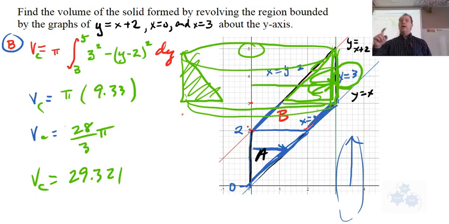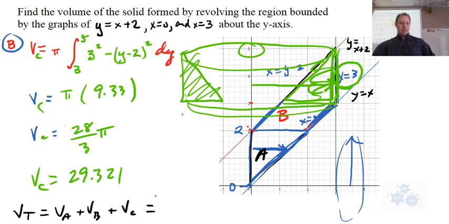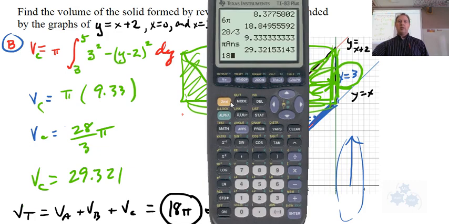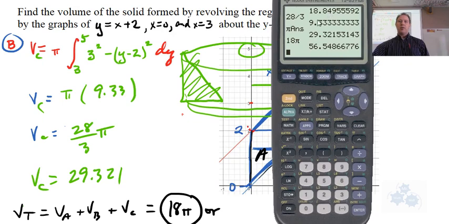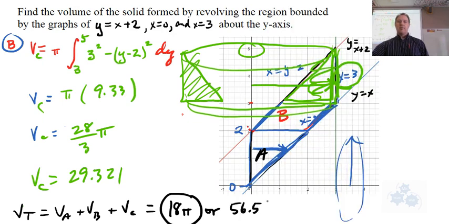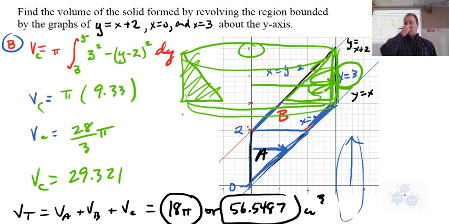All right. Now, we've got the volume of the 3 pieces, right? And now we just add them together. So the total volume should be the volume of A plus the volume of B plus the volume of C. And the exact value for this question is 18 pi. Or if we're talking about an approximate answer, when you add all those decimals, it's going to be 56.5487, and that's going to be units cubed.